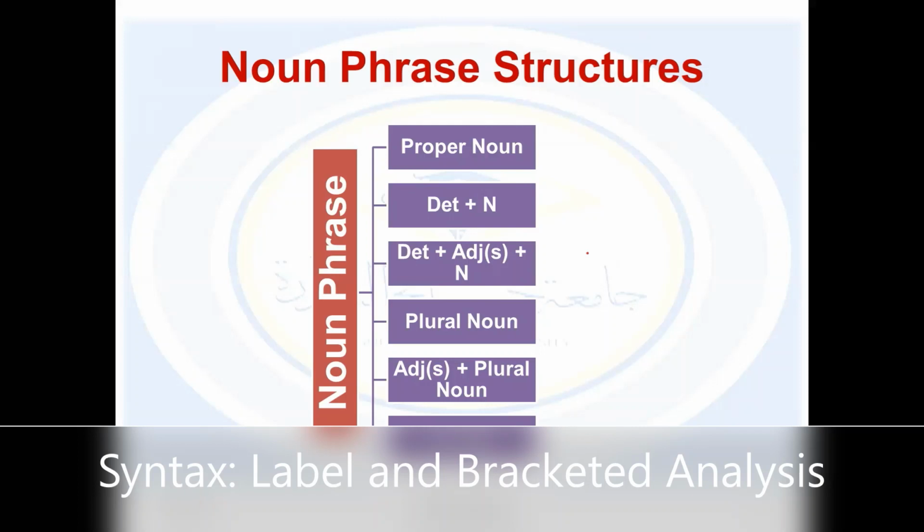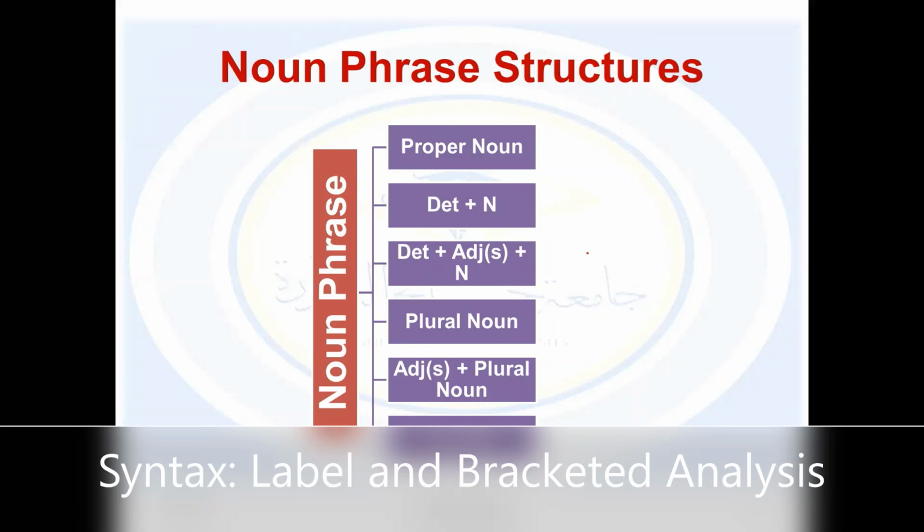The fifth structure of noun phrase includes what? Adjective, one adjective or more, plus plural noun. As when we say beautiful houses, or beautiful big houses. Here we use two adjectives, plus noun.